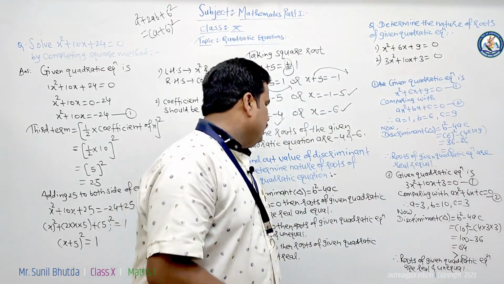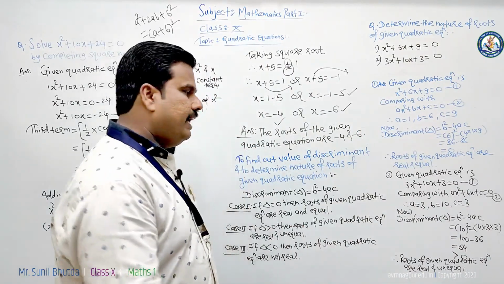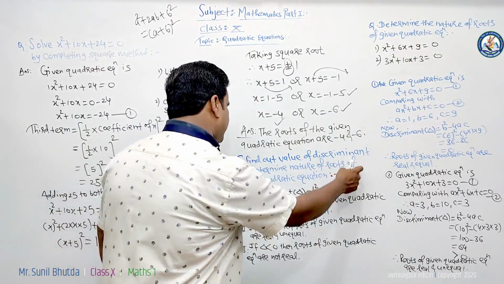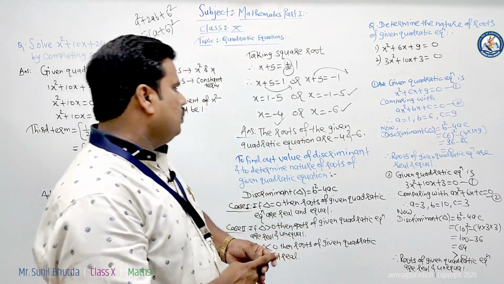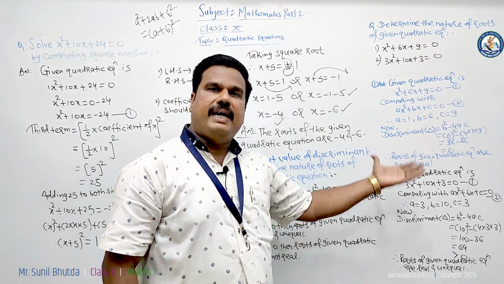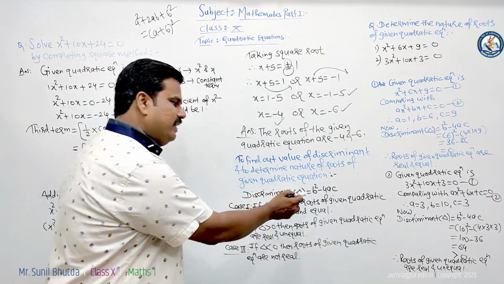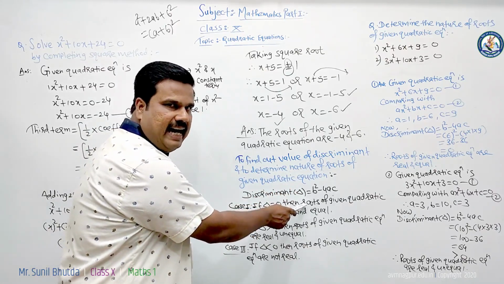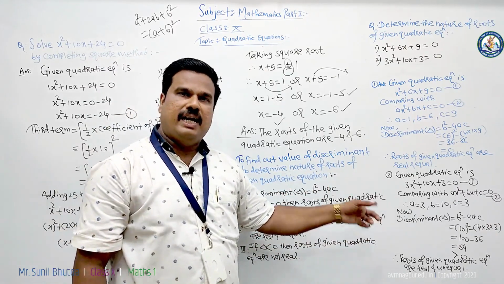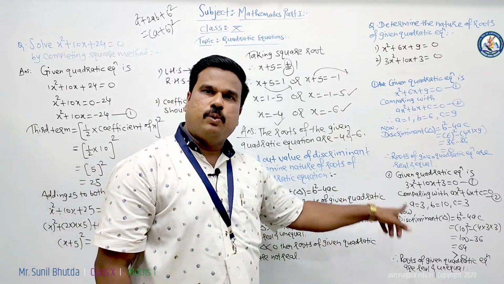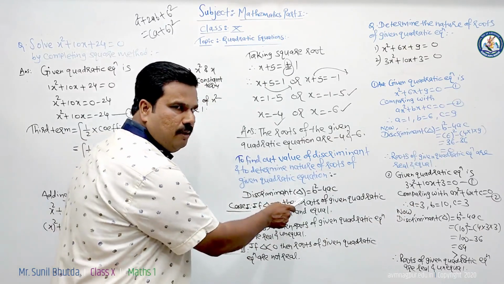Okay, got it? Now, we have to find out value of the discriminant and we have to determine the nature of the roots of a given quadratic equation. Now, question arises, what is meant by discriminant? This discriminant is denoted by the symbol delta and it can be calculated by using the formula b square minus 4ac. There are three different cases for the values of delta.